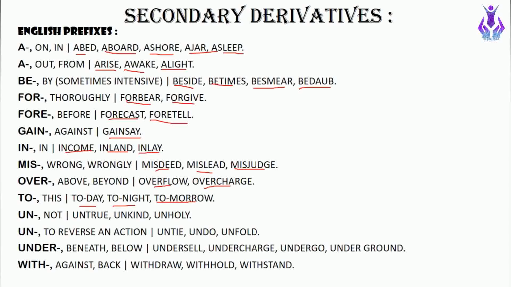The next is un. Un is used in the sense of not, like untrue, unkind, unholy. It is used in a negative sense. The next un is used to reverse an action. For example, untie, undo, or unfold. The next is under. Under is used in the sense of beneath or below. Like when we say over, we use it in the sense of above or beyond, so under is used in the sense of beneath and below. For example, undersell, undercharge, undergo, underground.